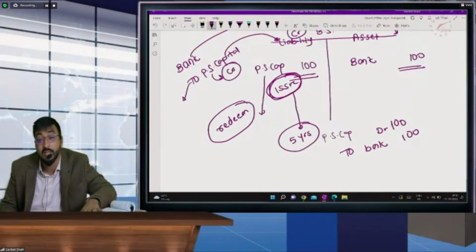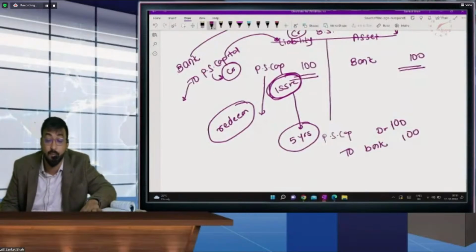Every year you will get preference dividend. The dividend rate is fixed by the company and accepted by the shareholders in their agreement form. Okay, so 10% is a dividend rate, for example. So up to 5 years, the company will give 10% preference dividend in case of profits to preference shareholders.